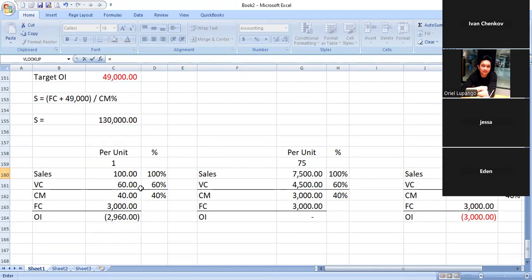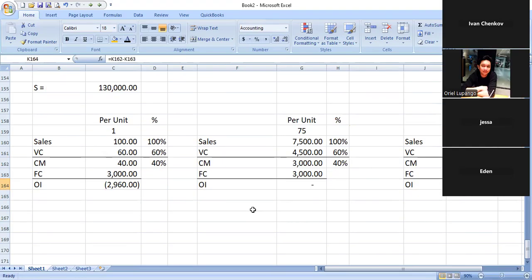So my sales here will be 100 times 825, and my variable cost is going to be 60 times 825. So in that case, my operating income is $30,000. That's where I am currently, right? As you can see, my contribution margin ratios are the same. They haven't changed. Everything is the same, and I'm making $30,000. So the next thing that we can get from here is our margin of safety.